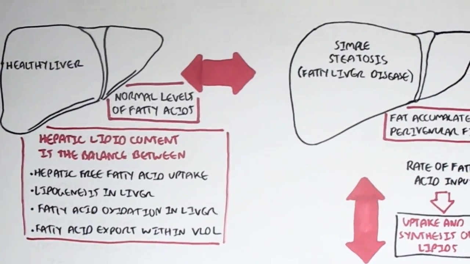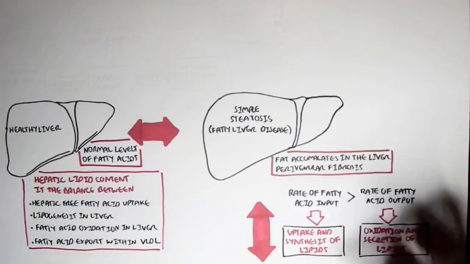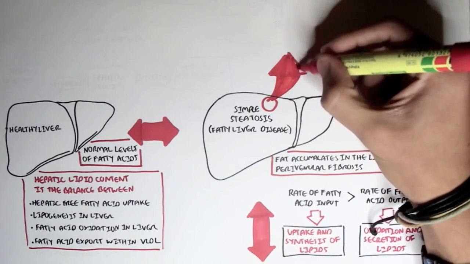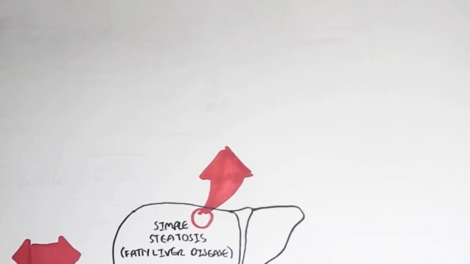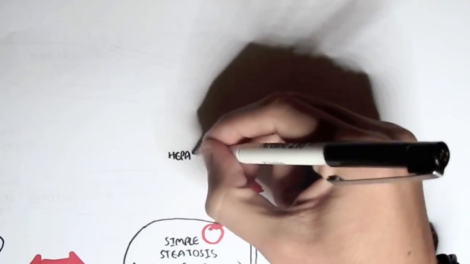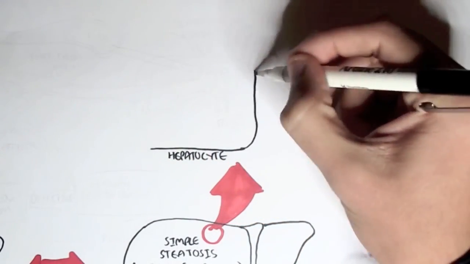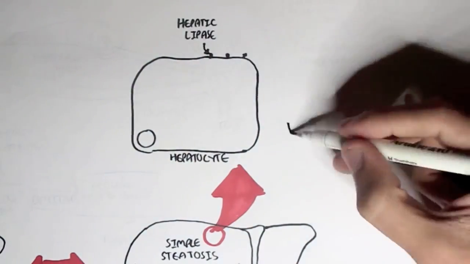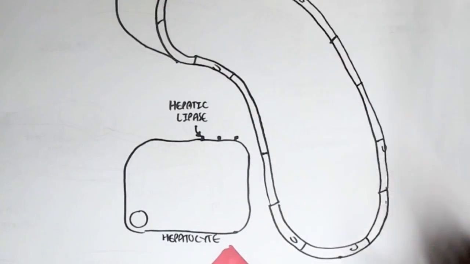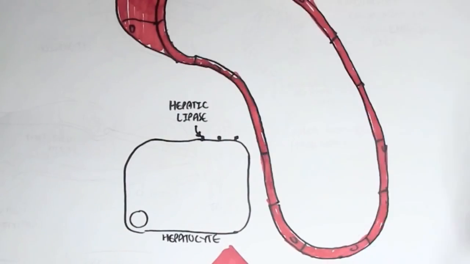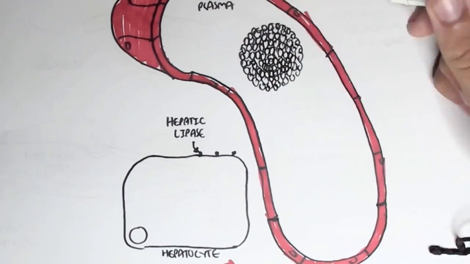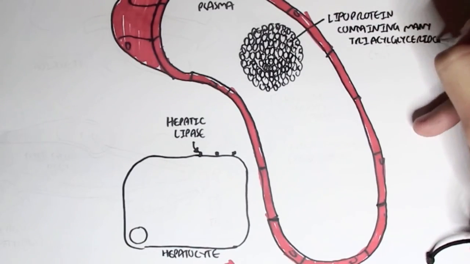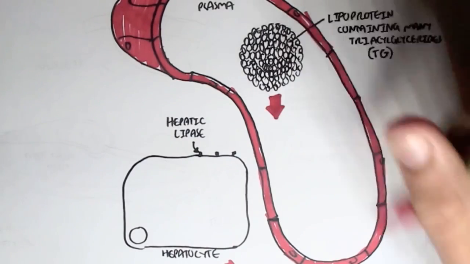So what do we see in steatosis? Well, let's just take a hepatocyte here. Now in this diagram, we will see some ways that the hepatocyte takes in an excess amount of lipids, which will then lead to steatosis. The hepatocyte has an enzyme known as hepatic lipase, which essentially breaks down triglycerols into fatty acids. Within the plasma, within the bloodstream, we have lipoproteins circulating around. Lipoproteins are made up of triacylglycerols or triglycerides. We have to know that triglycerides and triacylglycerols are the same thing.